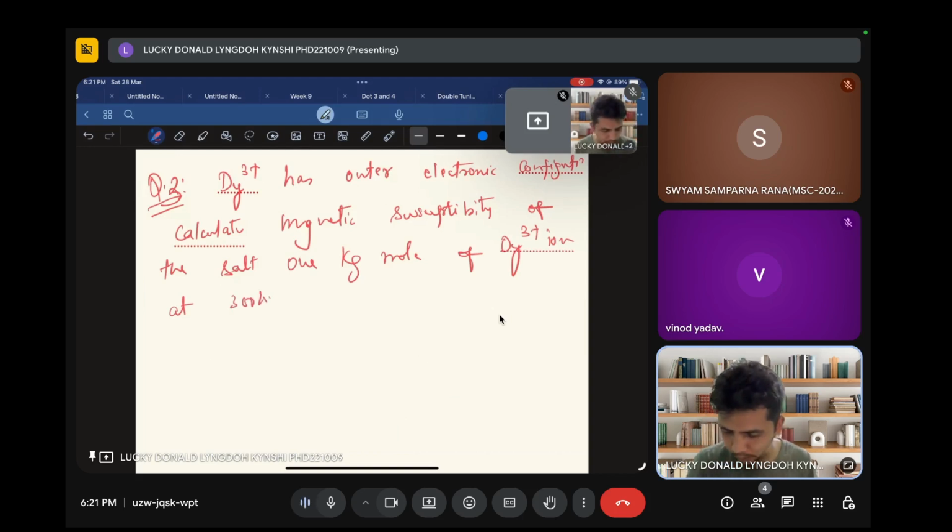That we have to find out: what is the magnetic susceptibility. Only Dy3+ is given to you, so we have to calculate the magnetic susceptibility. Just 1 minute, please.